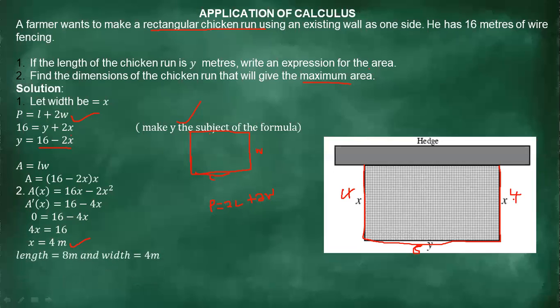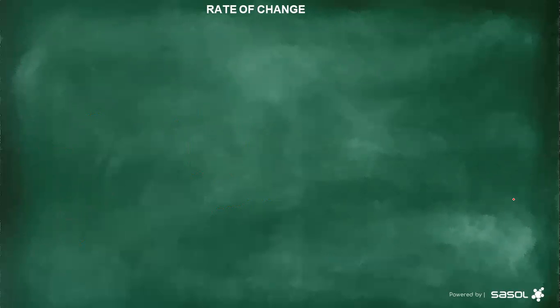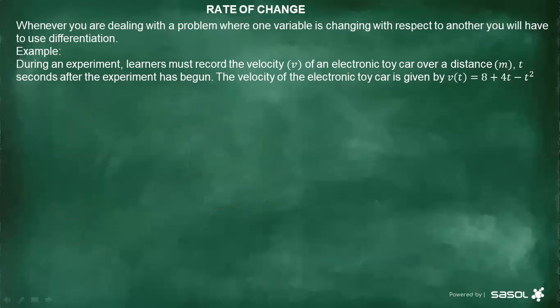And the length. Now the rate of change. We are now under the rate of change. Whenever you are dealing with a problem where one variable is changing with respect to another, you will have to use differentiation. You start deriving. Now let's get a question scenario and see how to apply this concept.